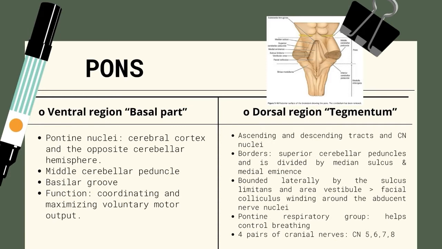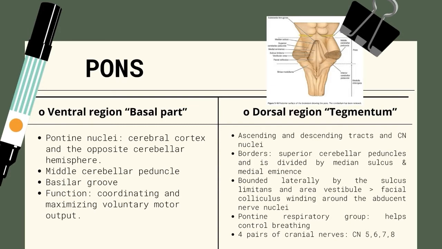Okay, so you also have there your middle cerebellar peduncles, as well as your basilar groove. Okay, so remember, in your circle of Willis, if the two vertebral arteries merge, it will form your basilar artery. Okay, so basically your basilar groove houses your basilar artery. So the main function of your ventral region or basal part is that it is for coordinating and for maximizing the efficiency of your voluntary motor output.